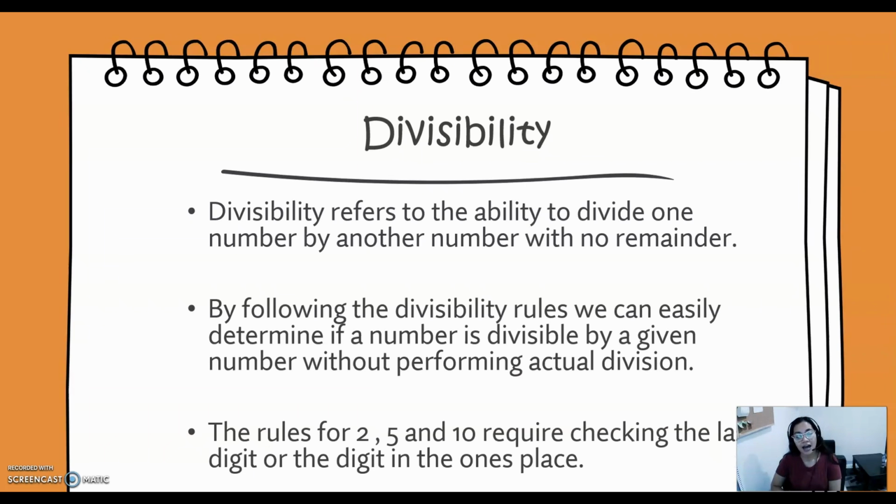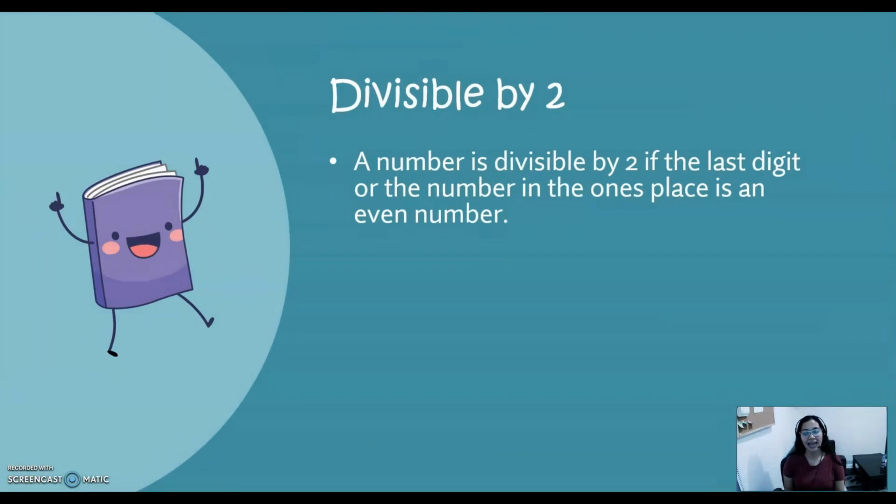The main reason why I put 2, 5, and 10 in one discussion is that the rules of 2, 5, and 10 require checking the last digit, or the digit in the ones place. So this will be very easy for you. Let's start with the numbers that are divisible by 2.